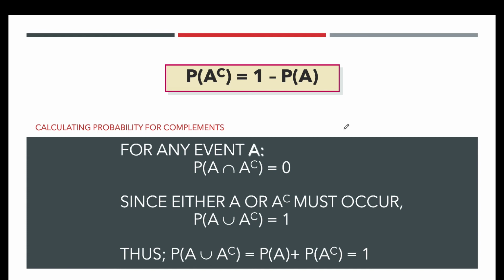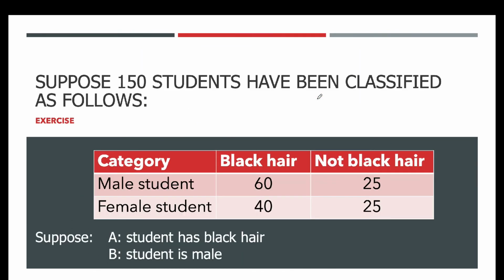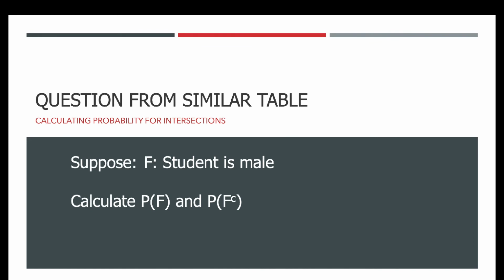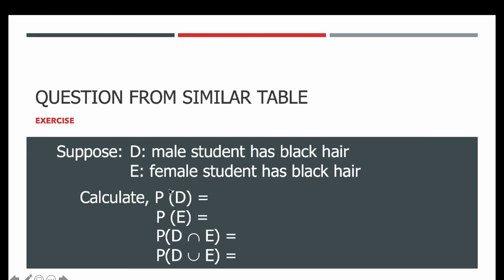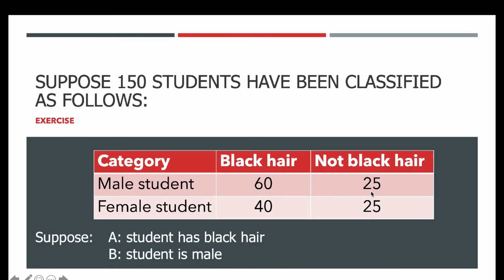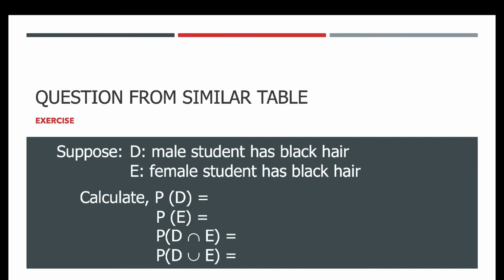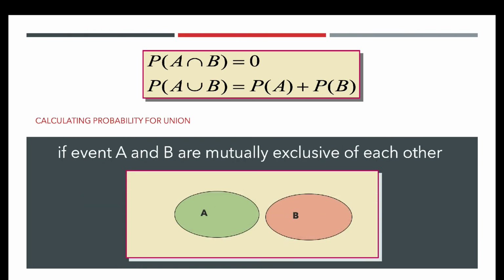How to calculate PF. PF equals, like in this case, PA. Referring to the similar table previously, the probability for F, which is that the student is male, equals 60 plus 25, so it equals 85 per 150, as mentioned in the calculation here.